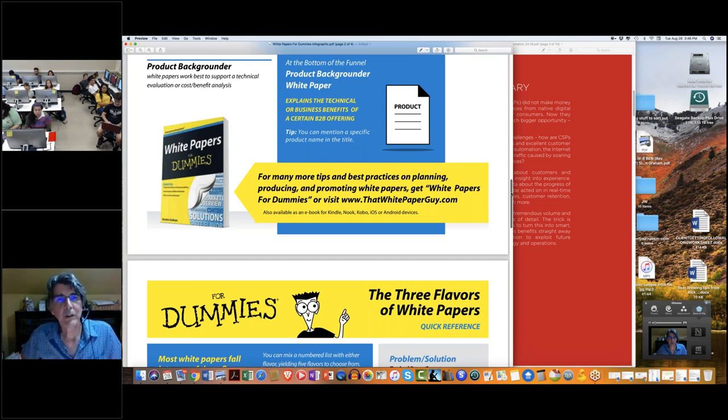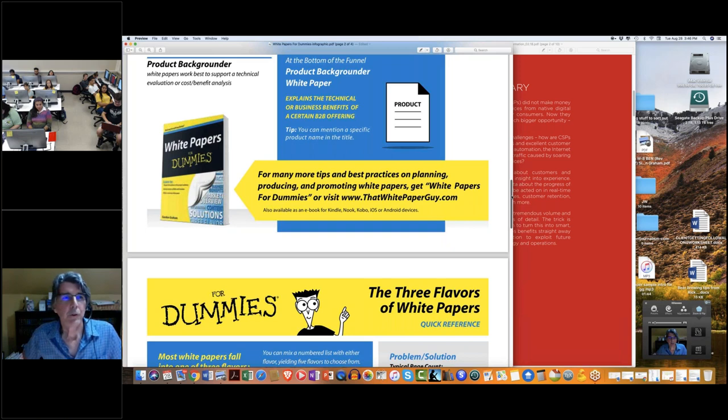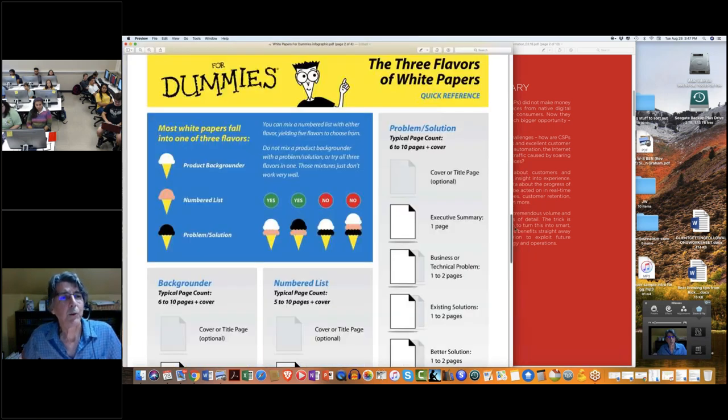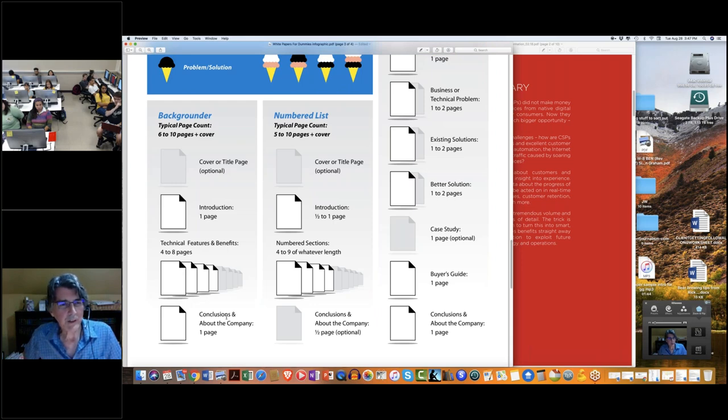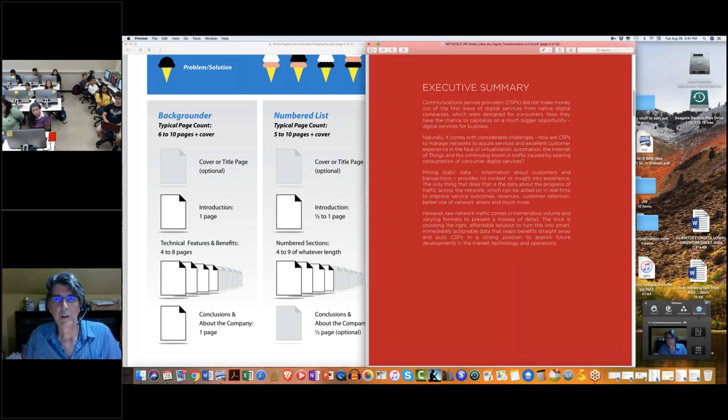So you can see on the next bit of this infographic, I've talked about what you put into each of these papers. And when you look at the backgrounder, okay, it's got the cover, it's got an introduction or executive summary like this. But then it's got features and benefits, and then it's got the conclusions and about the company. That's about it. Does that map onto what this is doing here? Does that map on an introduction to impact and opportunities?